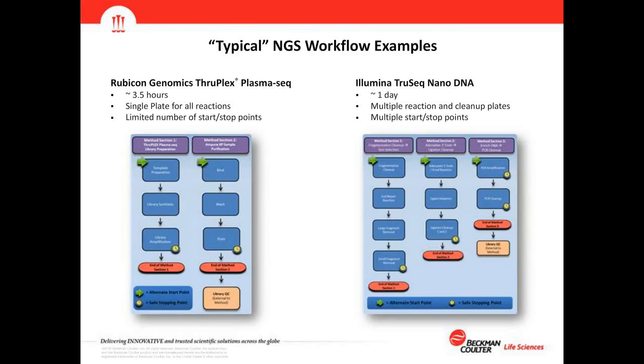And if we look at a couple of examples just on how complex these are, I have 3 examples. 2 you see here. To the left, you have the Rubicon Genomics ThruPLEX Plasma-seq. That is a process that gives you a library in approximately 3.5 hours. It uses a single plate for all reactions, but it has a limited number of start and stop points. To the right, you see a workflow of the Illumina TruSeq Nano DNA protocol. This protocol takes already a full day. It has multiple reaction and cleanup plates and multiple start and stop points. But we can go even further.